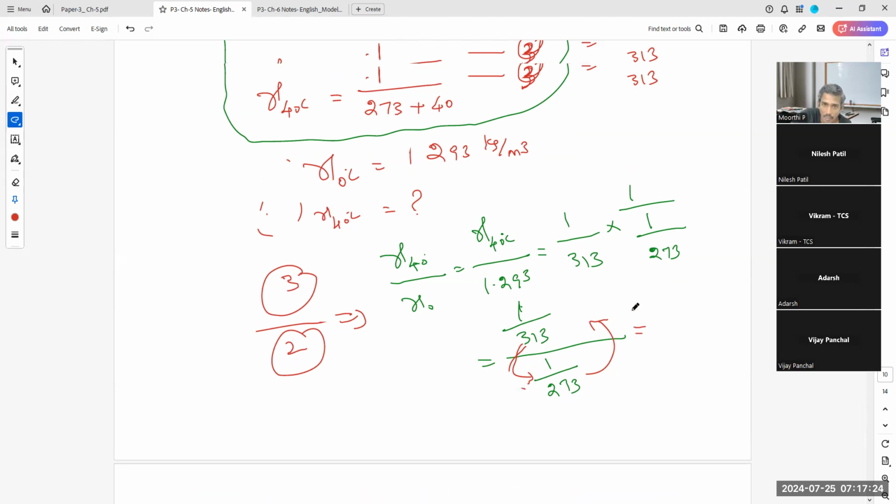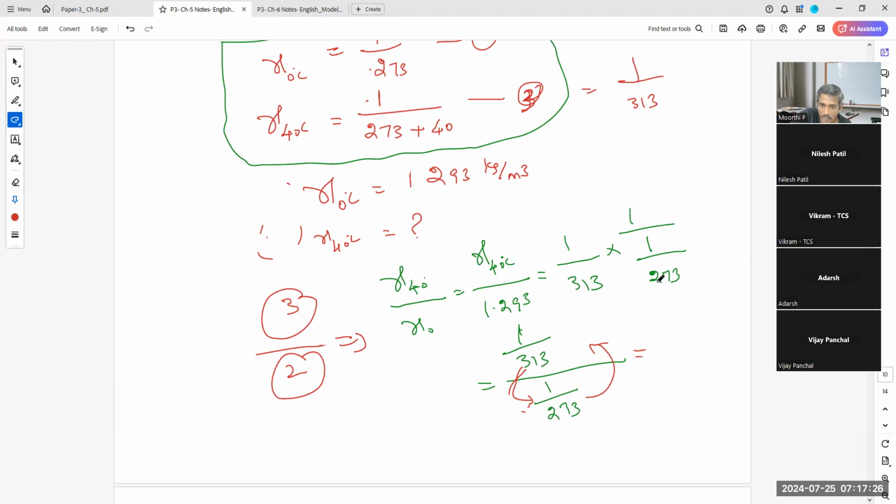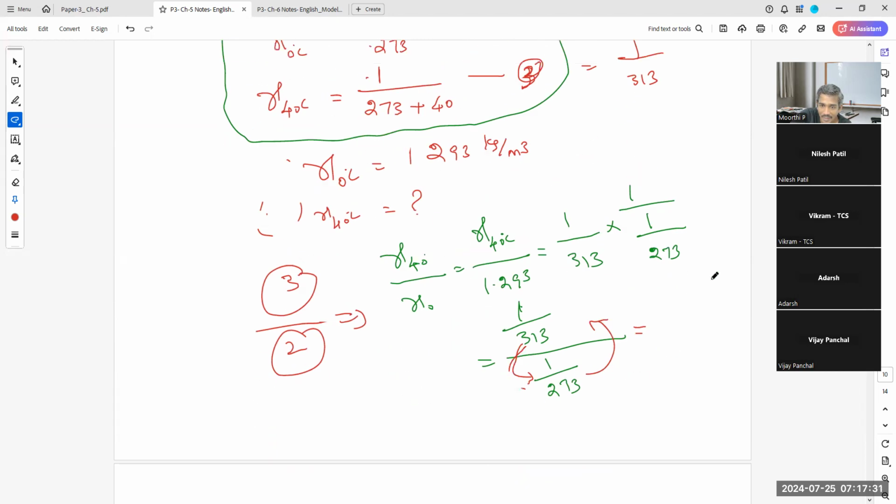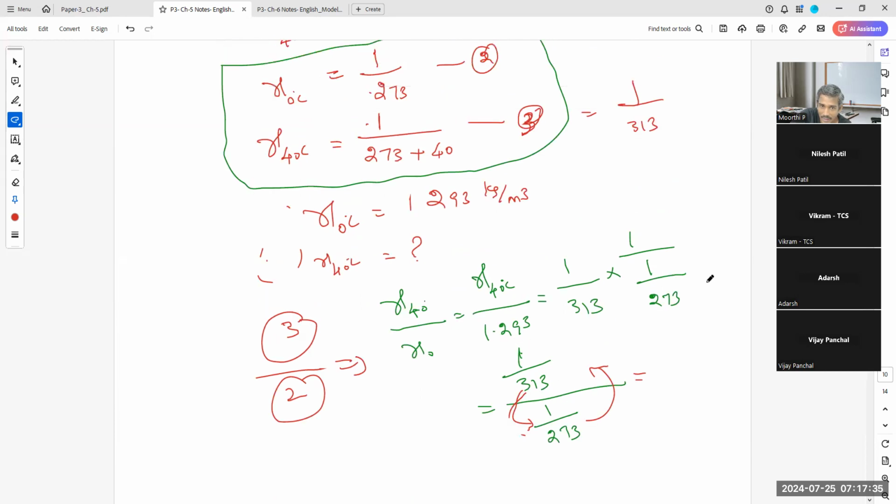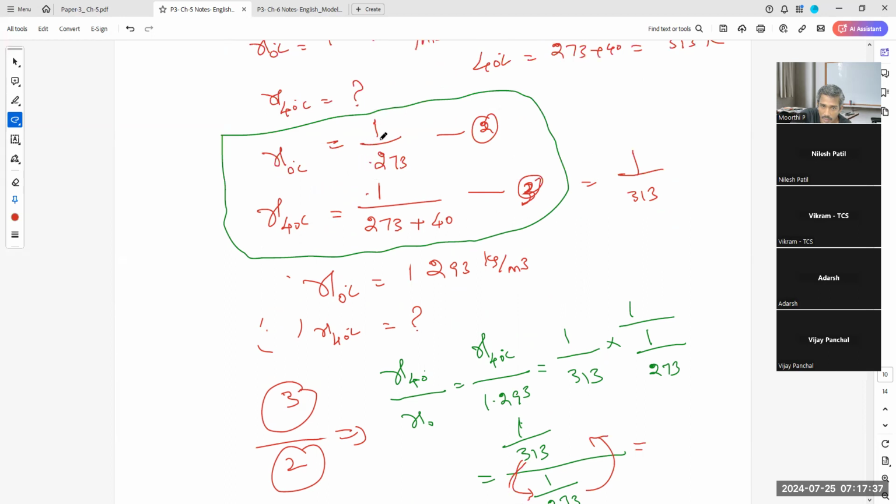Otherwise, simply you have to do it. Any doubt, tell me clearly. This equation understood? Yes, sir, that we understood. This understood? Okay.